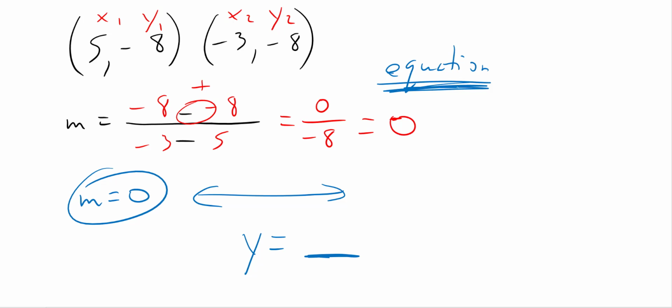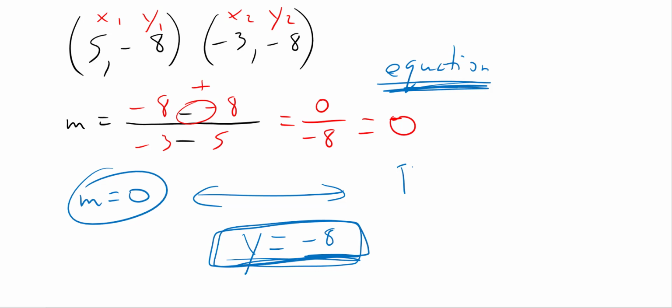Now, I want you to look at the 2 points. What number is y? Well, isn't it negative 8 for both of them? Do you guys agree with that? So y equals negative 8 is my answer. That's it. That's the equation. Y equals negative 8. You're done.